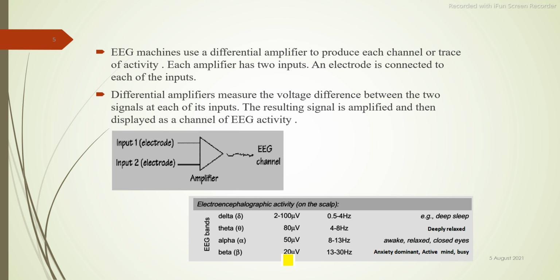And the fourth one is beta, that's the final one. Beta has an amplitude of 20 microvolt, and it falls in the frequency band of 13 hertz to 30 hertz, and this signal can be captured in an anxiety-dominant condition, active mind condition, or busy condition. So these are the different kinds of EEG band signals.